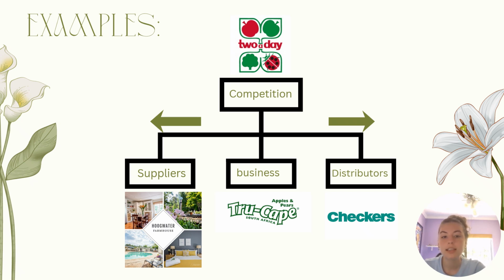Then if we go onto the same horizontal plane, if you will, you see these are both horizontal, we see the competition. A brand called 2 a Day, which also sells apples and pears. So if True Cape wanted to reduce its competition and risk of substitute products, then it would take over its competition, 2 a Day.